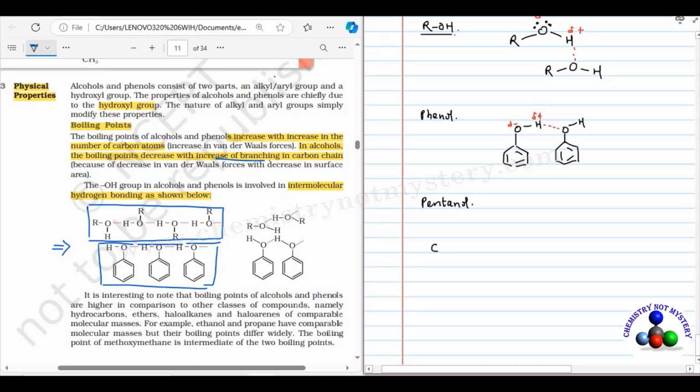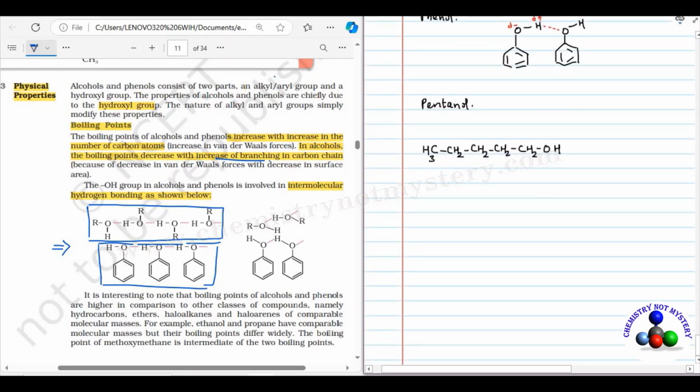Let's draw different isomers of pentanol. So this is CH3, CH2, CH2, CH2, CH2, and it is bonded to OH. So this is n-pentanol, the unbranched isomer of pentanol.